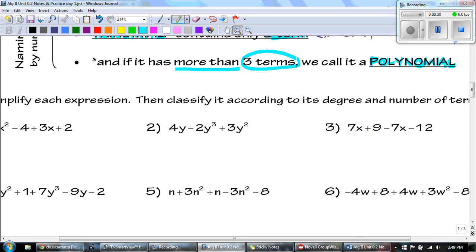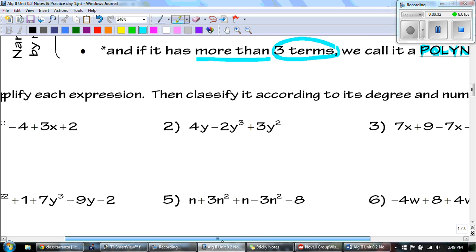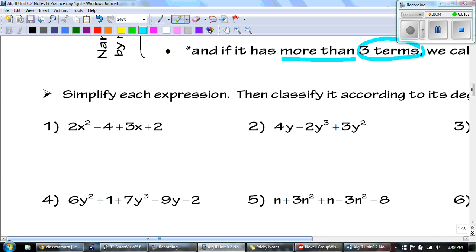So, looking at this part right here, it's telling us to simplify each expression, then classify it according to its degree and number of terms. So for number 1, do we have any like terms? Anything that we can combine? Yeah, the negative 4 and the 2. So when we're writing this in standard form, the 2x squared comes out first, plus 3x, and then negative 4 plus 2 is negative 2.